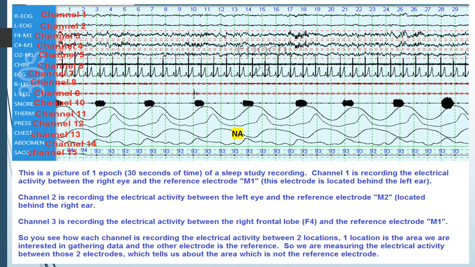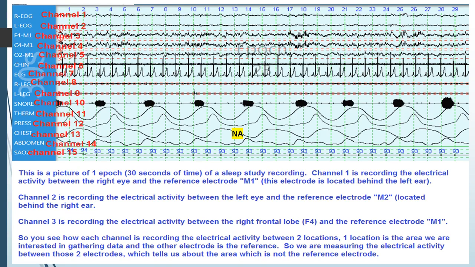It is important to know that your electrode on your right eye is 1 centimeter out from the outer canthus and 1 centimeter up. And this channel is taking that electrode and measuring the electrical activity between that and the M1 electrode, because M1 is our reference electrode on this study. So for the left eye, although we don't see it, it's taking the left eye electrode and referencing it also to M1 on this study.